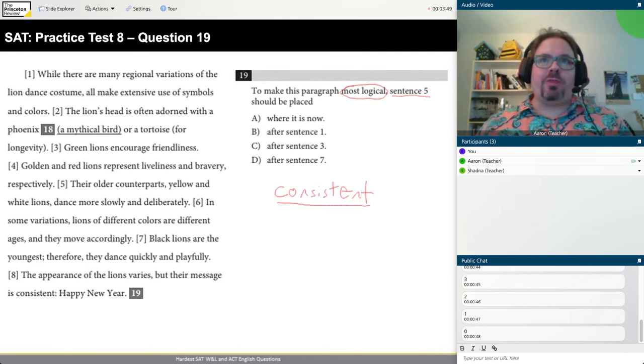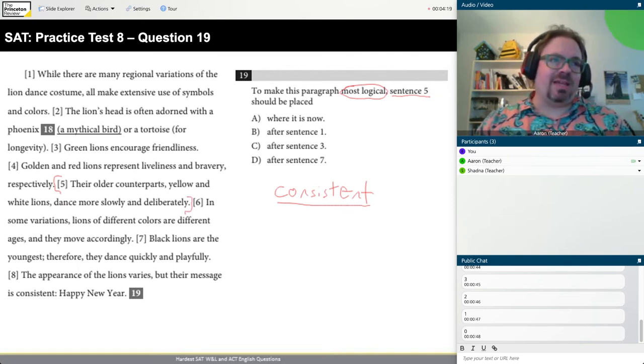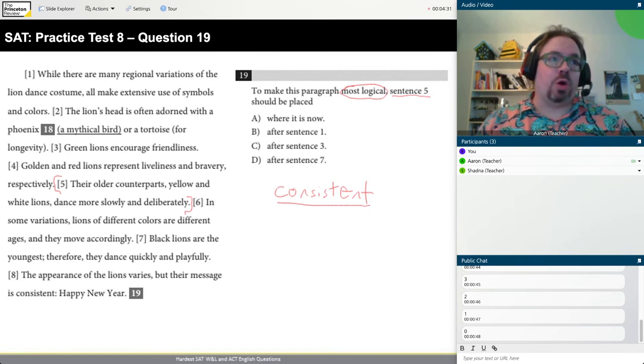So now, with this sort of question, we're going to read the sentence and look for a clue in that sentence. A clue in the context of a question like question 19 is a word or a phrase that tells us what should come, typically what should come before the sentence. Sometimes we get better clues from what comes afterwards, but we're going to look at the sentence. We're going to start by reading sentence 5 and seeing what sort of clue we get. "Their older counterparts, yellow and white lions, dance more slowly and deliberately." Now, there are actually a number of clues in this sentence, but the first one that I want to point out is actually the very first word, "their."